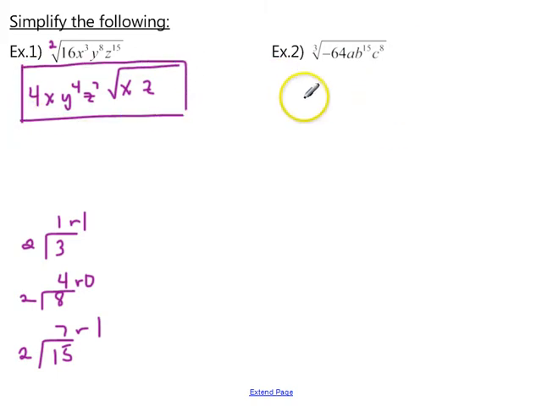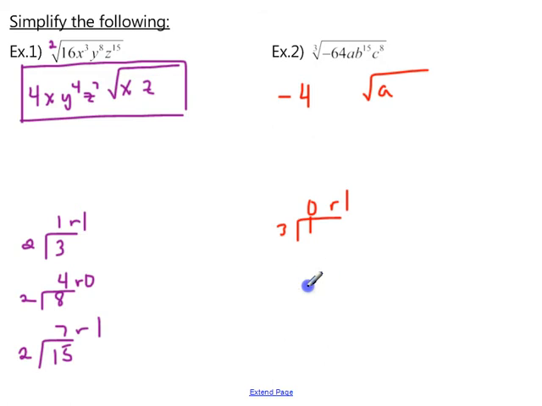So let's go ahead and try that with example 2 as well, except this time our index is 3. So remember, that negative, whenever we have an odd index, is going to come out automatically. And then the cube root of 64 is 4. A has an exponent of 1. So remember that 1, when you divide it by the index 3, is actually 0 with a remainder of 1. So it's just going to stay inside the radical.